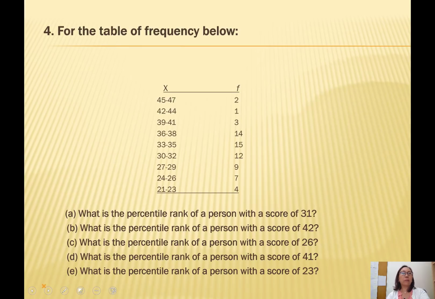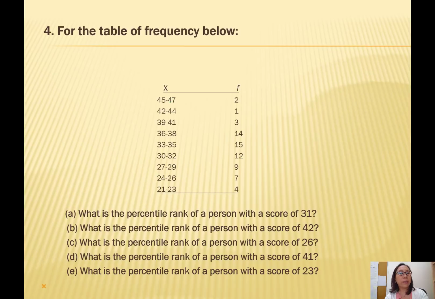And lastly, question 4 is the table of frequencies below. We want to practice calculating the percentile rank for these various scores. In order to do this calculation, the first thing we notice is that there's, again, a range of scores here. So let's look at 45 to 47. What would be the interval size here?